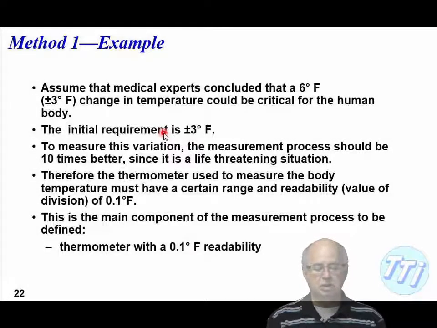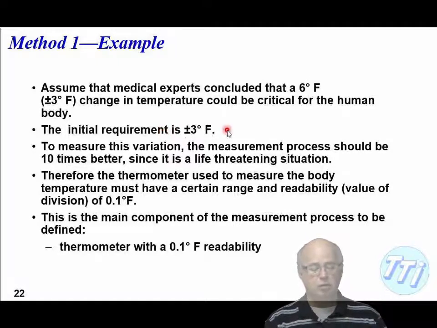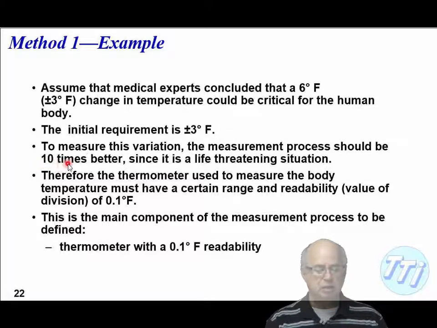Let's assume that medical experts have told us that plus or minus 3 degrees Fahrenheit is the maximum deviation for the human core body temperature without it causing potential injury or death. So our requirement, looking forwards, is that we must measure within plus or minus 3 degrees Fahrenheit. And we're going to say, let's have a 10 times factor on this because it's a potentially life-threatening situation.